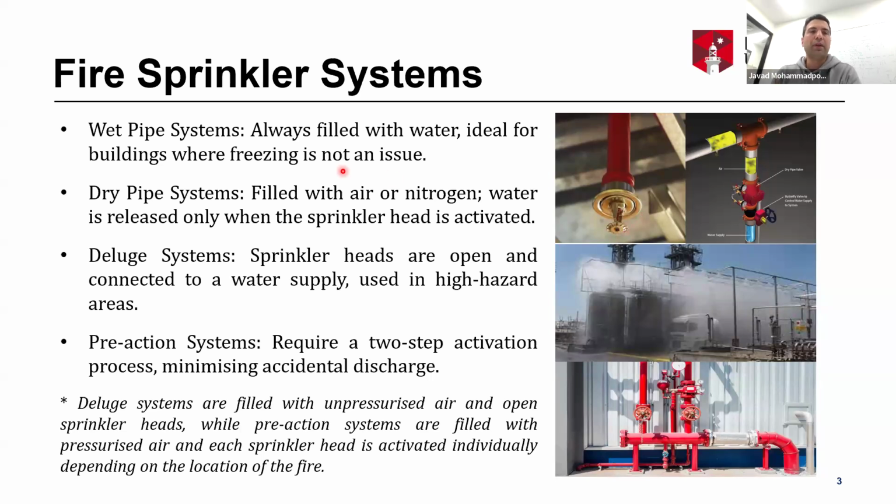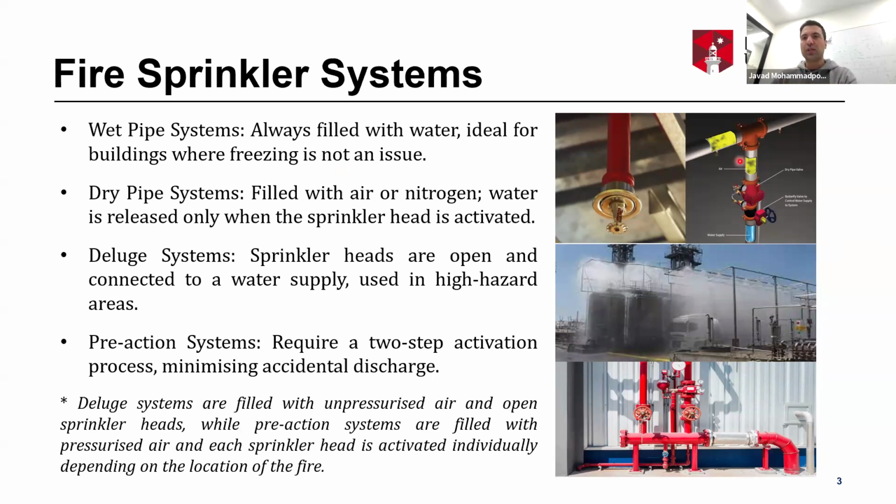So we can have a wet pipe system if we have no freezing issue. But if freezing is our concern, it means that we need to replace that with a dry pipe system. This system is filled with air or nitrogen. Water is released only when the sprinkler head is activated. It means that the bulb breaks, and so we can have the water.